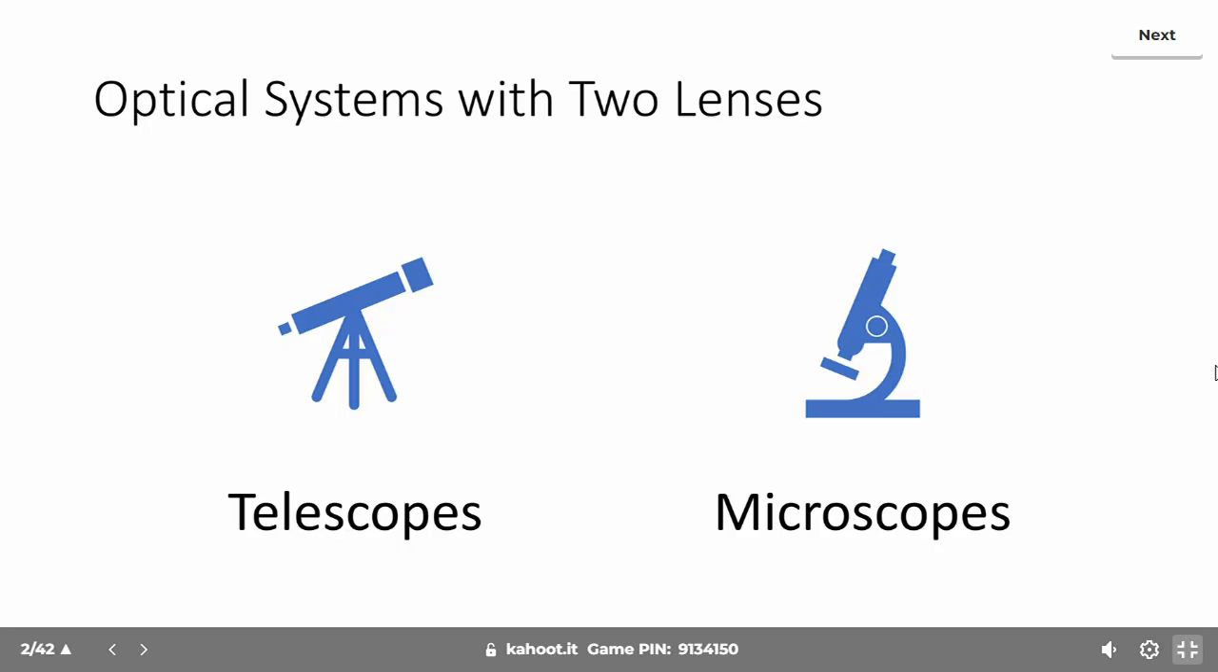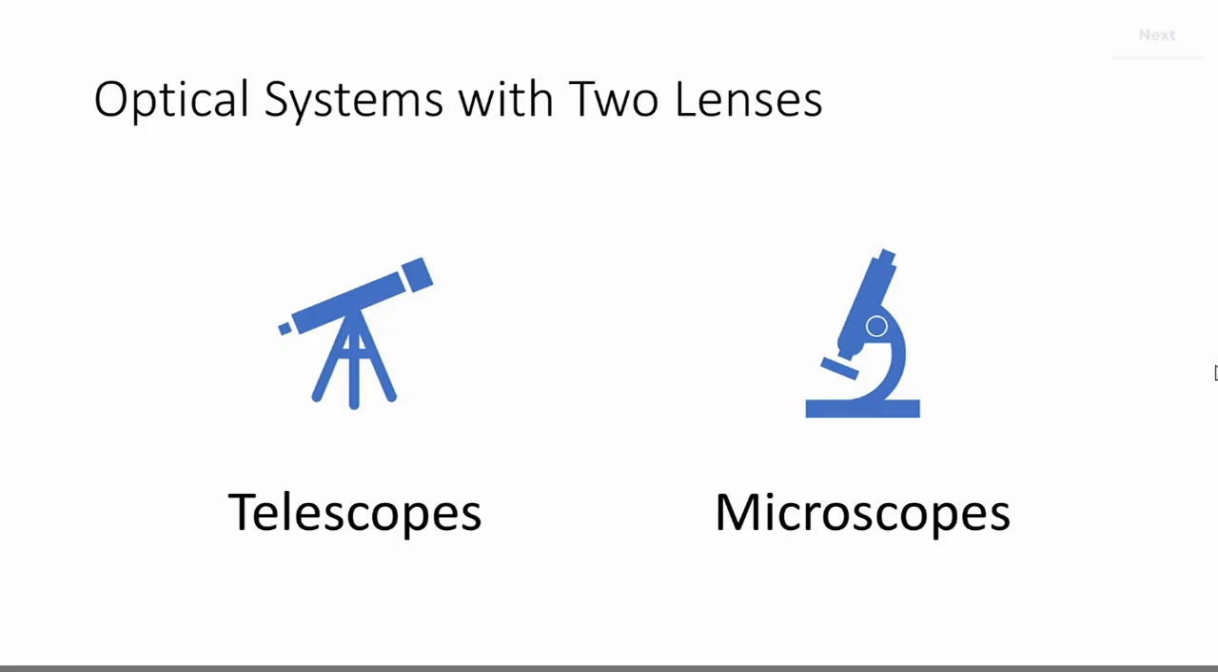If you put multiple lenses, or as we'll see, mirrors and lenses together, then you can make different optical systems. So for astronomy, we make telescopes so that you can see faraway objects in greater detail. But in other types of sciences, we can put lenses together to make microscopes where we can see very small objects in greater detail.